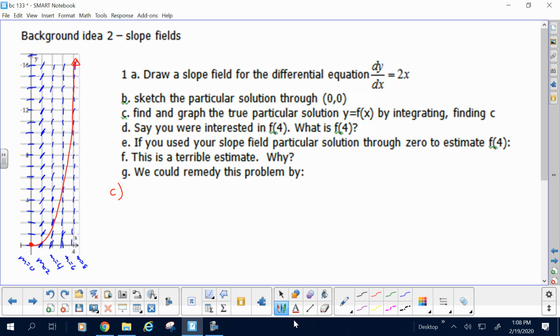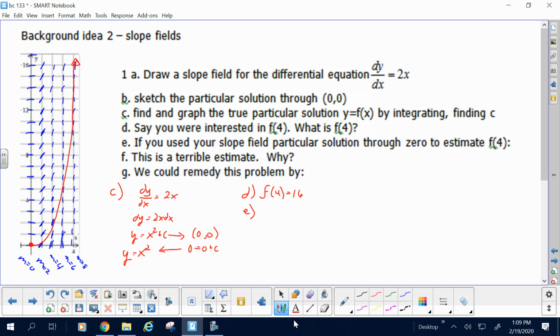Would you find the actual solution by separation of variables? I think you'll agree y equals x squared, yes? All right, cool. We're getting there, just a little bit at a time. So say you're interested in f at 4. What is f at 4? 16, yeah? Given that you know the function is y equals x squared, f at 4 would have to be 16, right?